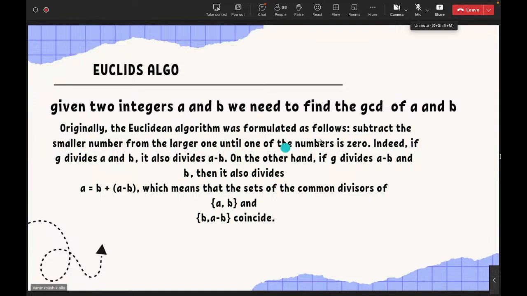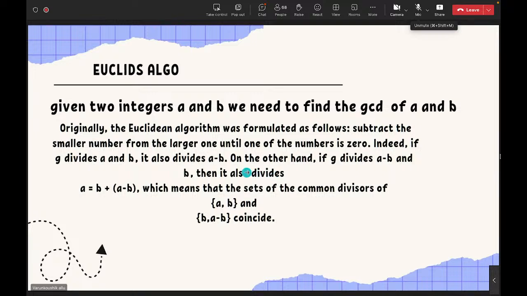Let's say two numbers A and B. Let's read the definition here first. Originally, the Euclid algorithm was formulated as follows: subtract the smaller number from the larger one until one of the numbers is zero. Indeed, if G divides A and B, it also divides A minus B. Now let's understand this. Let's say A and B are two numbers. If a number G divides A and B, then obviously G divides A minus B.